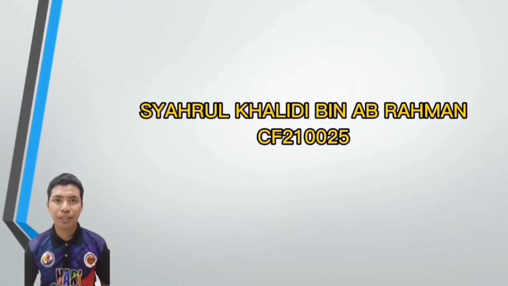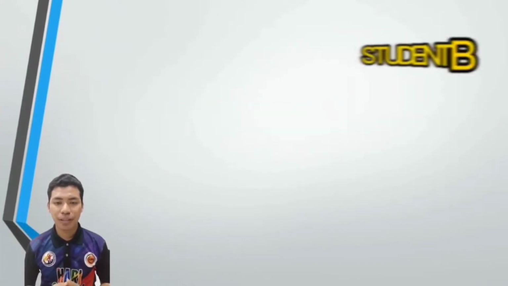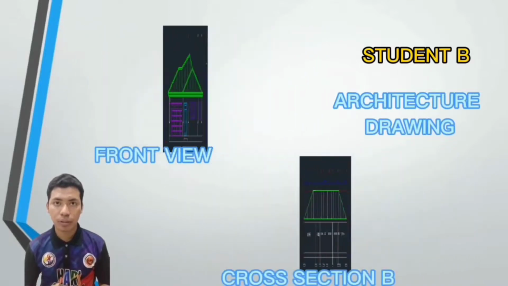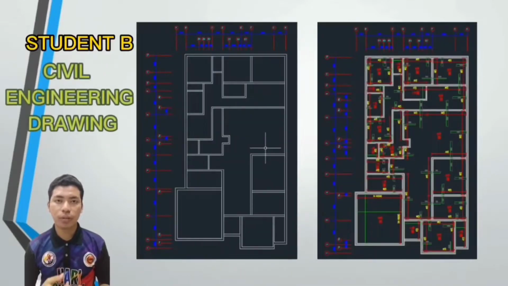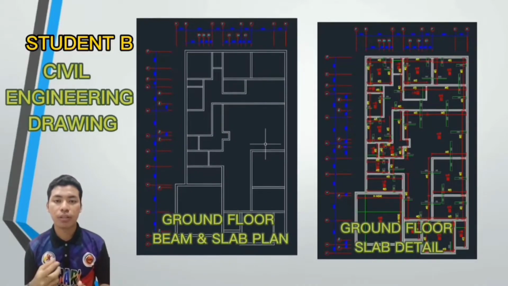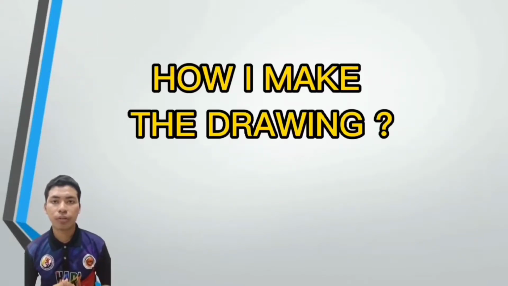My name is Syahrul Khalidi bin Rahman. My role is student B, and for architecture drawing, I need to draw the front view and also the cross section for section B. And for civil engineering drawing, I need to draw the ground floor beam and slab plan, and also the ground floor slab detail. So how do I do it?